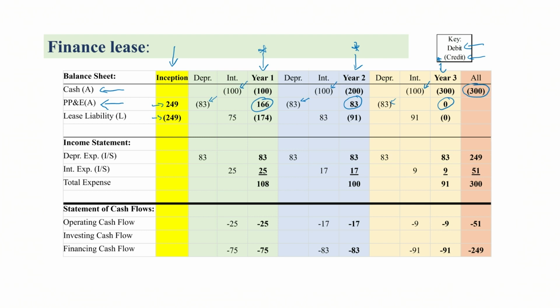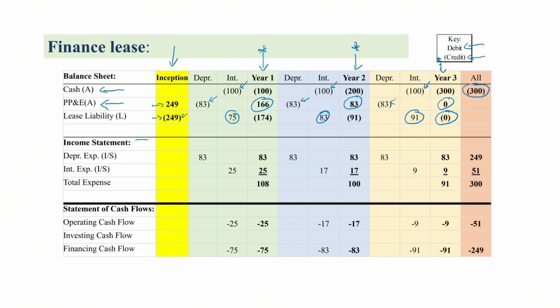The lease liability, on the other hand, still went to 0, as you can see here, but it went using the effective interest method. So the credit balance of $249 decreased by posting a debit to it, okay? It decreased by 75 in the first year, 83 in the second year, and 91 in the third year. Decreased at an increasing rate. So the liability and the asset go to 0 over the lease term.